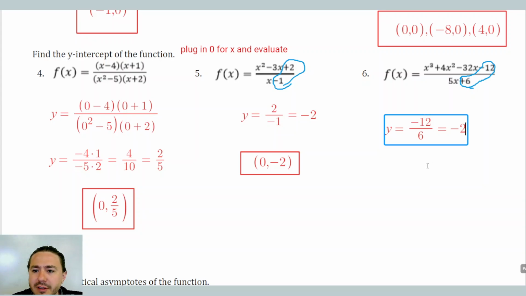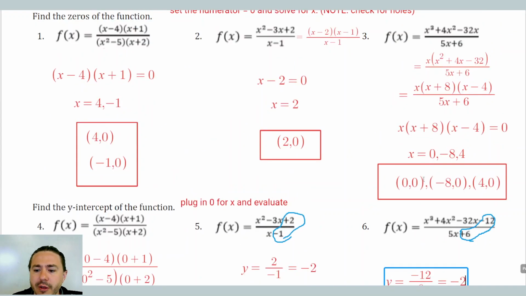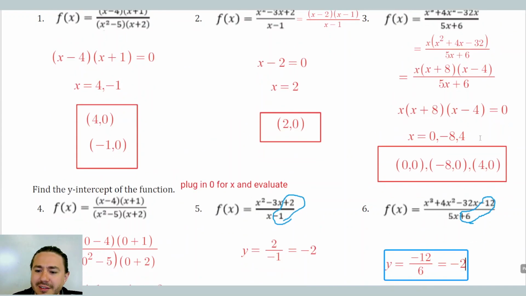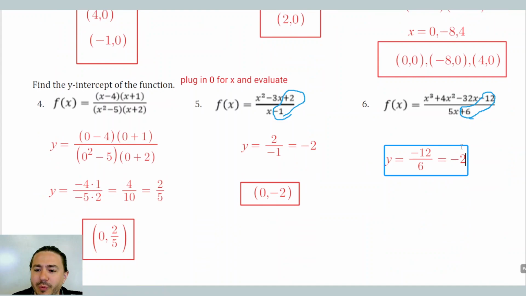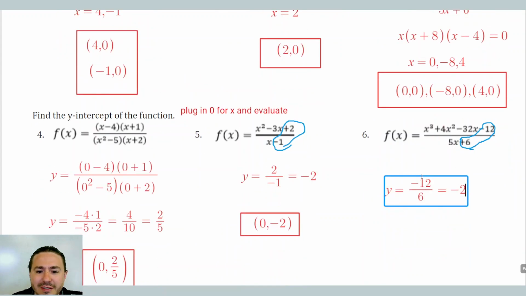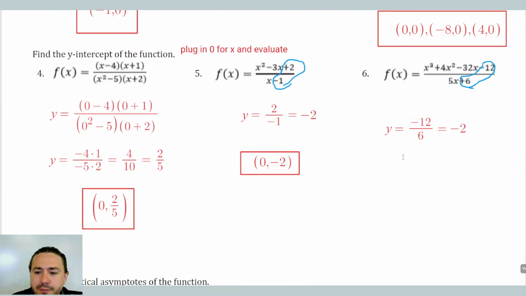Oh, that's weird. Wait a minute. Oh, wait, no, that's not the same as this. I thought we were going to get the same thing, but no. All right, so what we get here is just 0, negative 2. A coincidence here that it's the same as number 5. Don't read too much into that. The y-intercept could be whatever.